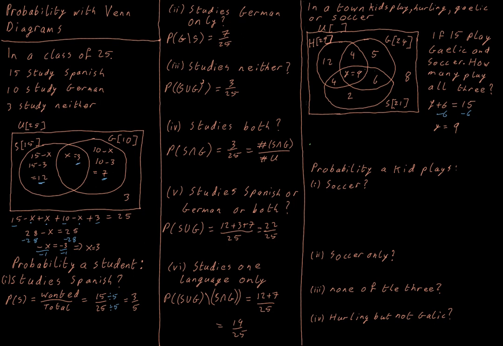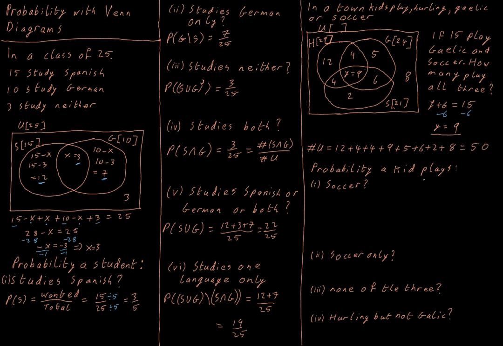Now, to find the total number of people in the universe, we'll just write it out here. You can just add it up as we did before for the hurling, the Gaelic, and the soccer. But just for completeness, that would be 12 plus 4 plus 4 plus 9, and so on, adding everything up, and that's going to give us the total number of young people in the town. And we get that there's a total of 50 kids, 50 young people in the town.